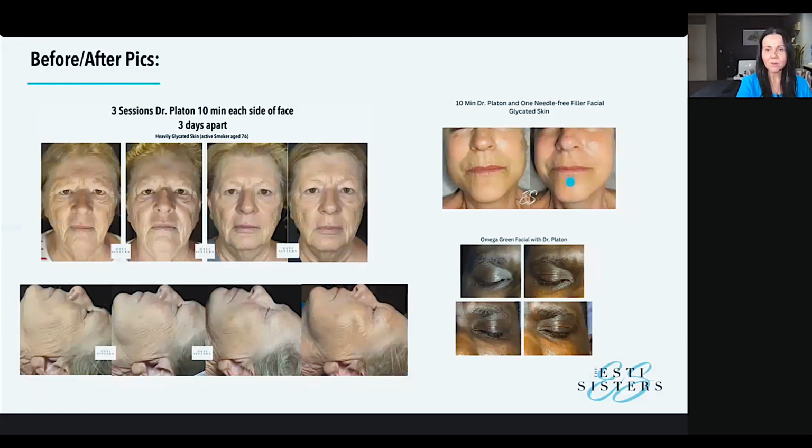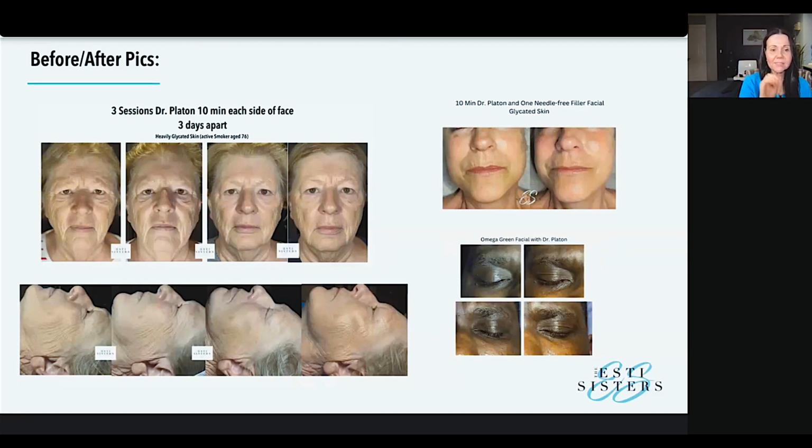Okay, I want to just show you guys some before and after pictures. These are usually the favorite parts of the classes. These are just going to show you some examples of clients that we've worked with. So this is one of my clients, and I've actually done a series of 7 on her, but I wanted to show you just 3 sessions, and these were 3 days apart. This is a client that I did not want to do anything else on initially. I just wanted to see what my DrPlaton could do.